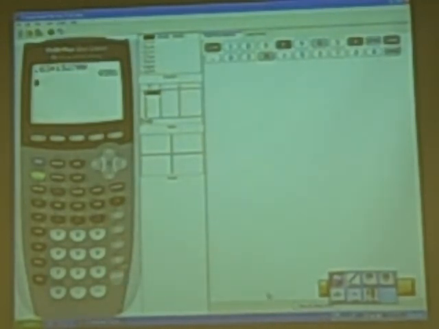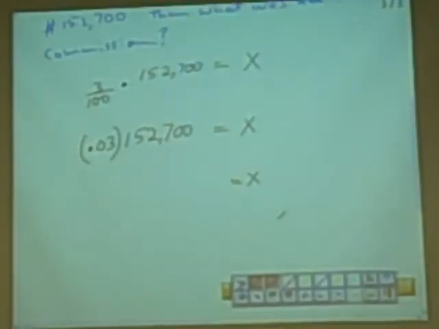Okay, so we get 4581. Alright? And that's dollars. And if you wanted to, you don't have to put the penny in there. But technically that's what this is, right? But you could just leave it as 4581. No decimal point in there. Questions with that?